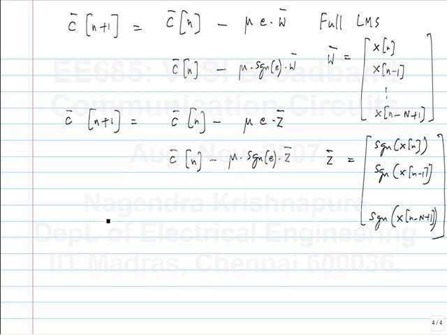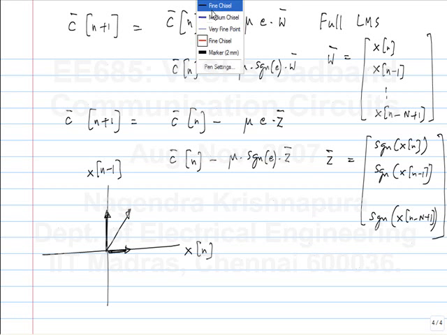So let's take again a two-dimensional case. This is x of n. This is x of n minus 1. Okay. So maybe the value of x of n is smaller and x of n minus 1 is larger. Okay. So the vector x has this direction. Now what happens if I take a corresponding z? Sorry, this is the vector w, that's it.